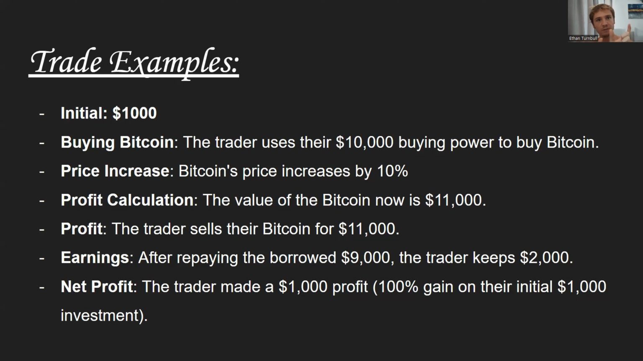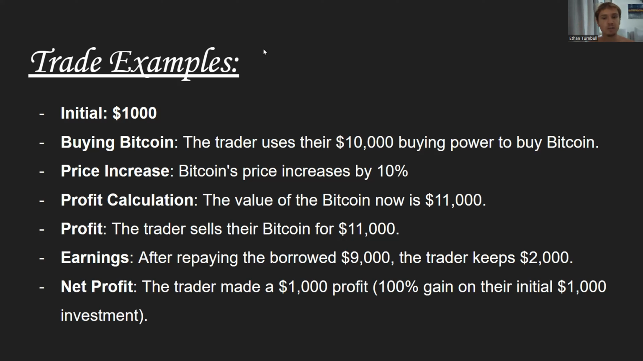You had 1 grand in the trade. You borrowed 9 grand. That gave you the 10 grand account buying power, right? So you pay back your 9 grand from the 11 grand. Therefore, you're left with 2 grand. So 1 grand was your initial, and then 1 grand was your profit, right? So the trader made 1 grand profit, which is 100% gain.